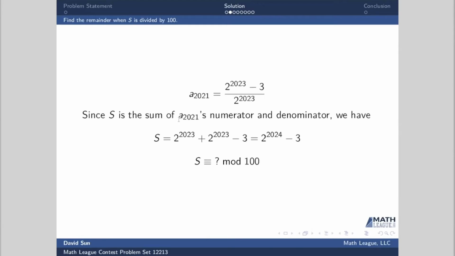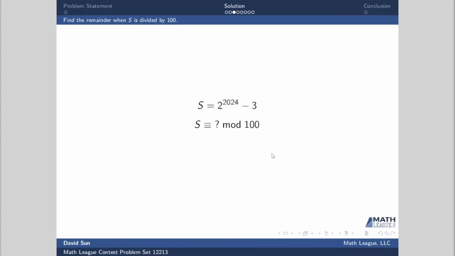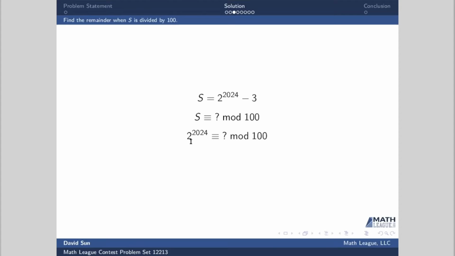Since S is the sum of a sub 2021's numerator and denominator, we have that S is equal to 2 to the power 2024 minus 3. Again, our objective is to find the remainder when S is divided by 100. So we're interested in this. It suffices to find the remainder of 2 to the power 2024 mod 100. From there, we can subtract 3. So let's find the remainder when 2 to the power 2024 is divided by 100.